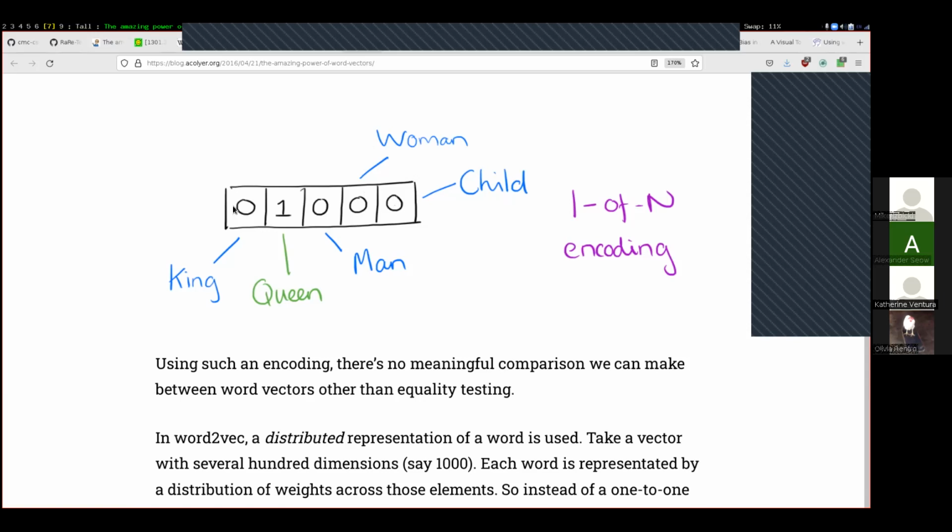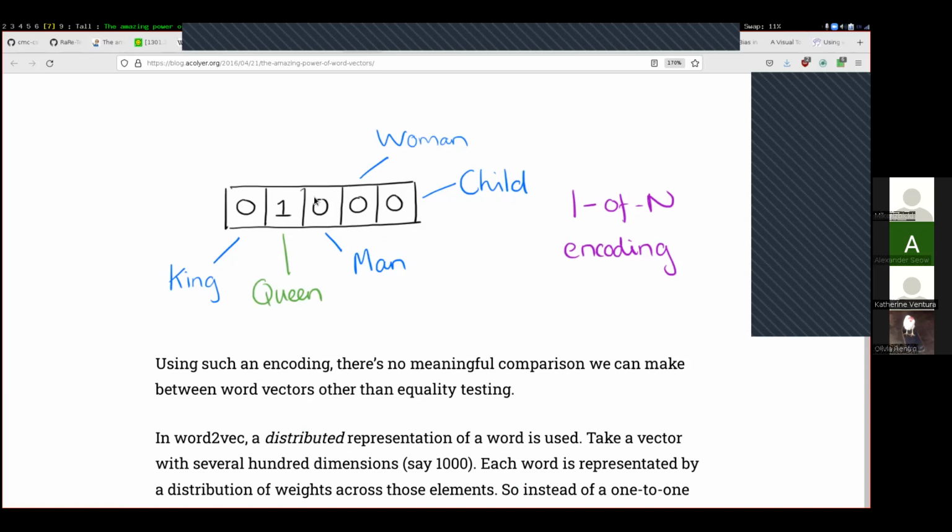This first image is just an image of the one-hot encoding that we've talked about before. If you had these five words in your data set, woman, child, man, queen, and king, then each one would correspond to a different dimension in a feature vector. If we're trying to represent the word queen, we would put a 1 in that column and a 0 in every other column. If we're trying to represent the word man, we'd put a 1 in this middle column and a 0 in every other column.